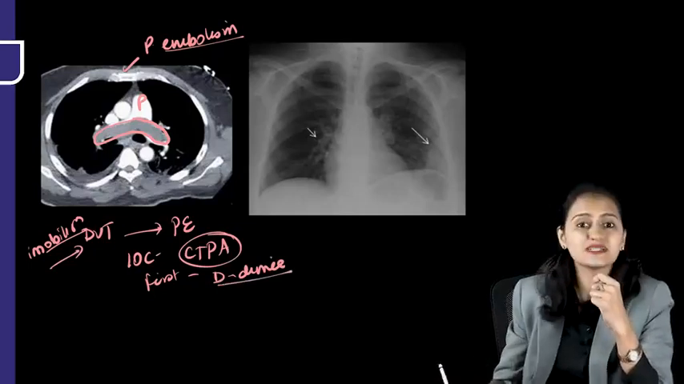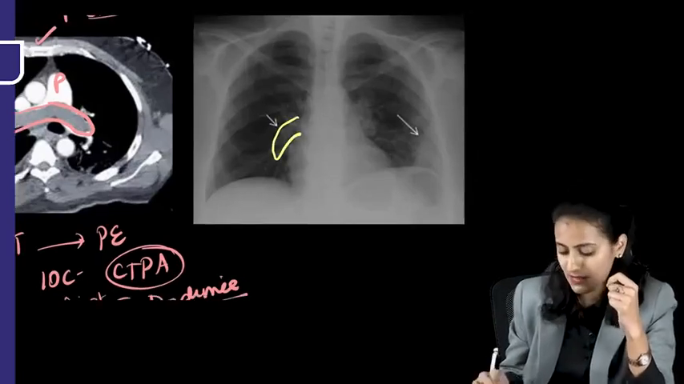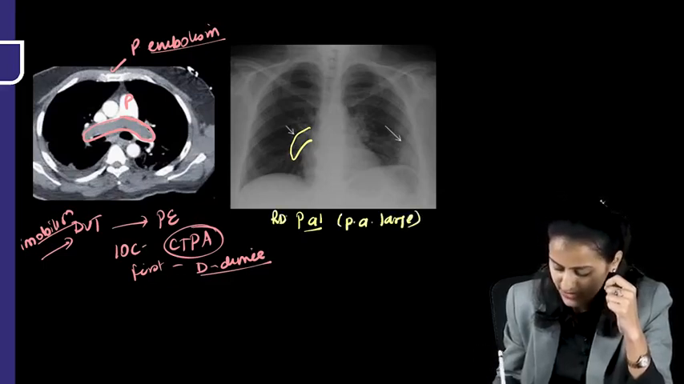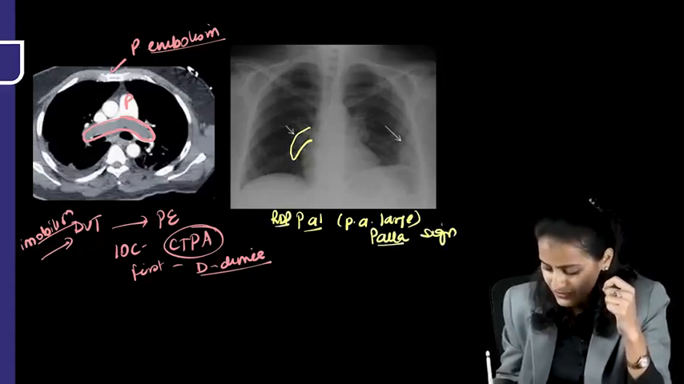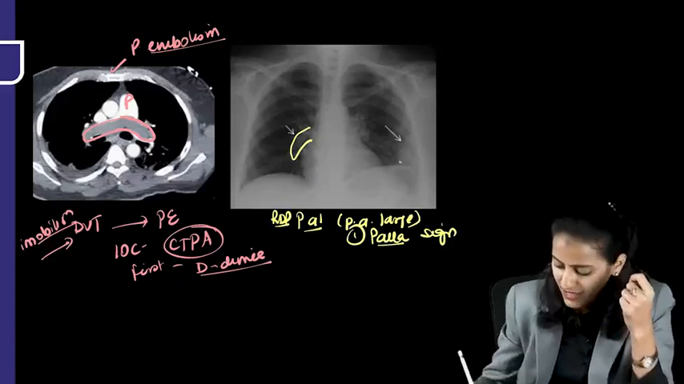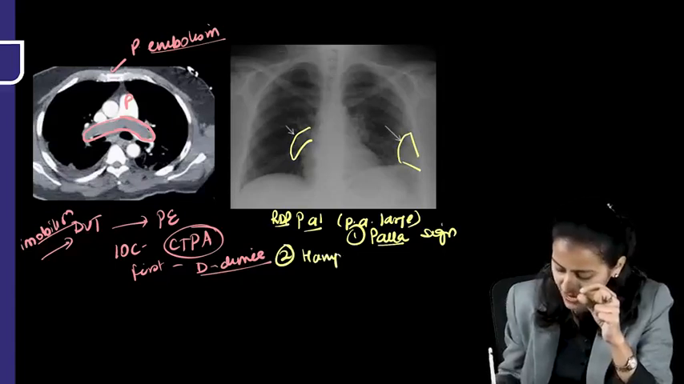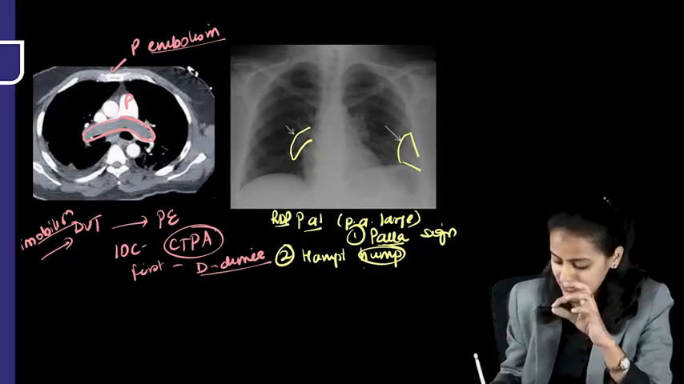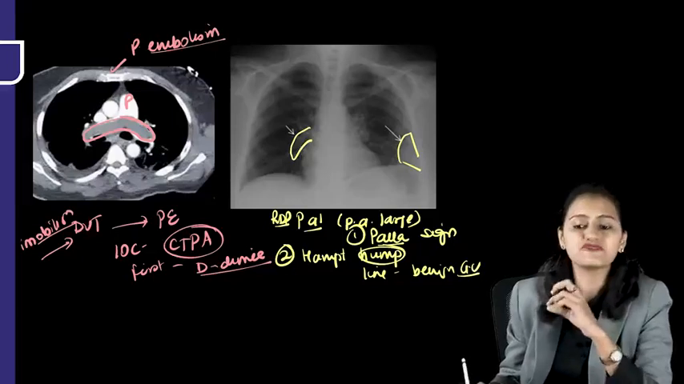What are the chest X-ray signs in pulmonary embolism? The enlargement of the right descending pulmonary artery, PAL, that is pulmonary artery large. This is called the Palla sign. Next we have the infarct which presents like a peripheral opacity. That is the Hampton's hump, not the Hampton's line. Remember, line is rhyming with benign. It is seen in benign gastric ulcer.